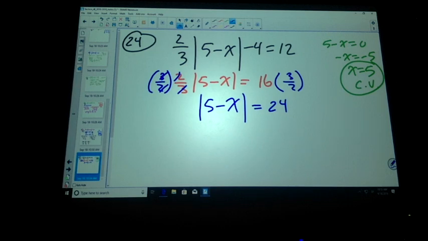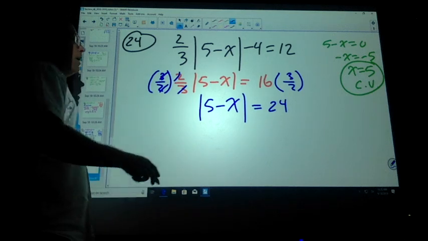Shouldn't you do the multiplying by 3 halves before adding 4? No, and when you're undoing these problems, you reverse the order of operations. You add or subtract first, then you multiply or divide. When you're going forward, you're solving a problem, but here we're undoing a problem, so we're working backwards on it. Cool? All right.